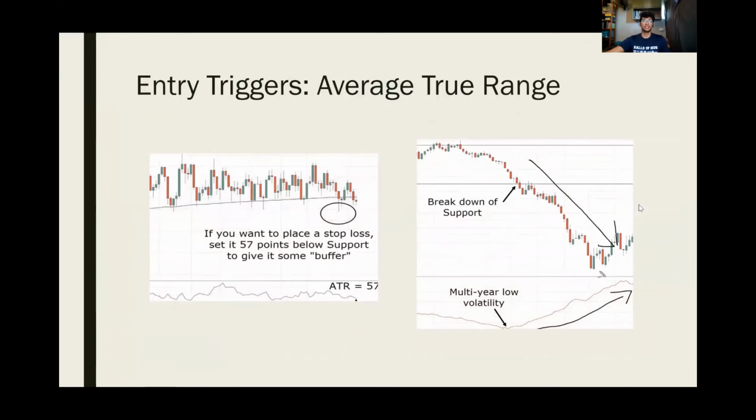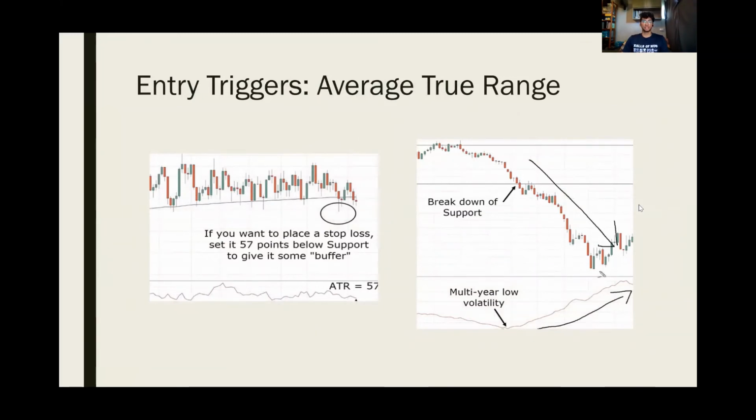Another entry trigger that we can look at is the average true range. So this indicator essentially measures the volatility of an instrument. So when the range of the candles gets larger, the ATR increases. And how you can use this is that you can use the ATR as a stop loss. So it helps you decide on a stop loss that is not too tight, because setting one that is too narrow could result in losing potential unrealized gains.